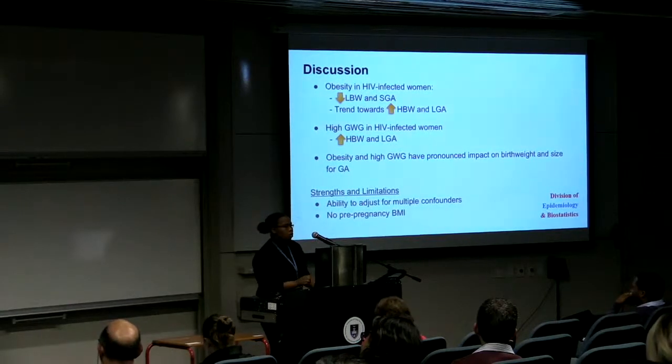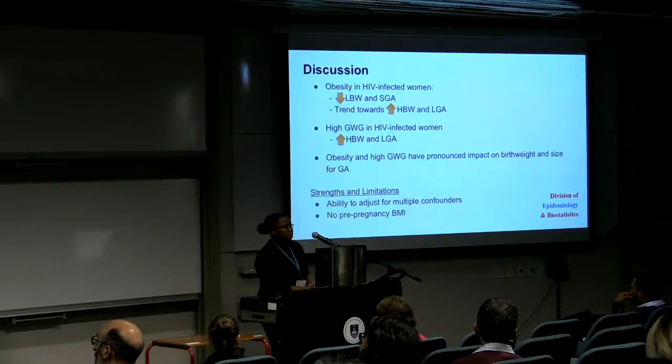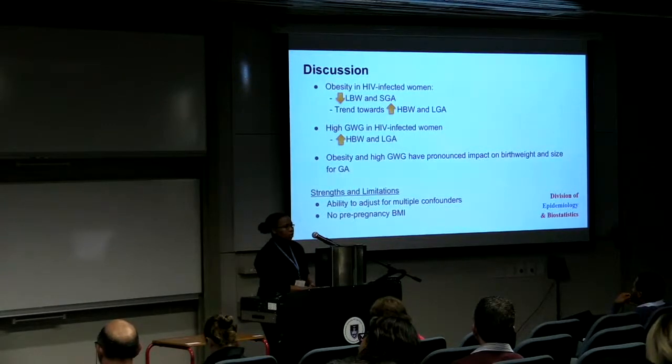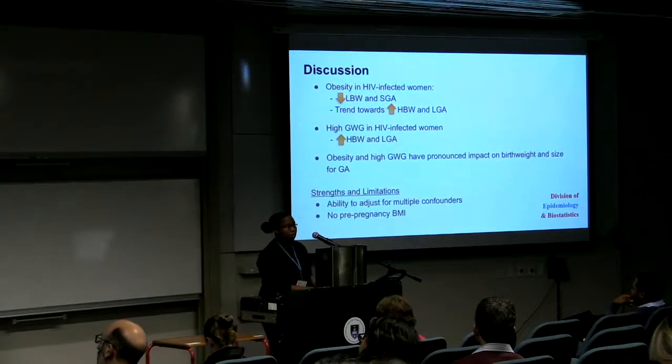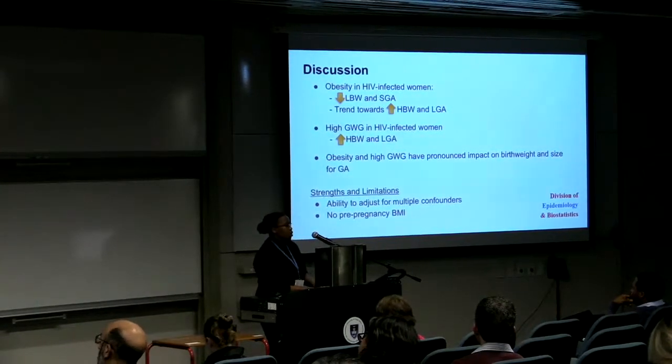And so in the overall cohorts, we showed that obesity in HIV-infected women is associated with reduced risk of low birth weight and small size for gestational age infants. And then we also saw a trend towards high risk of high birth weight and large size for gestational age infants. And then in the subset cohorts, we showed that high gestational weight gain in HIV-infected women is associated with high risk of high birth weight and large size for gestational age infants.